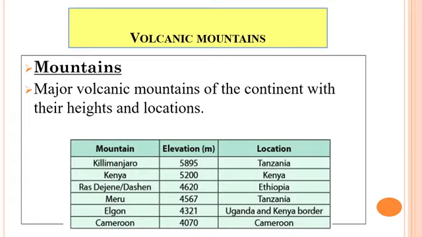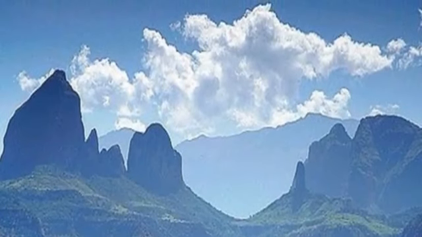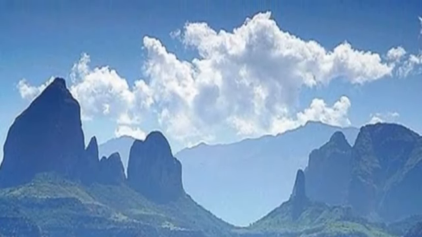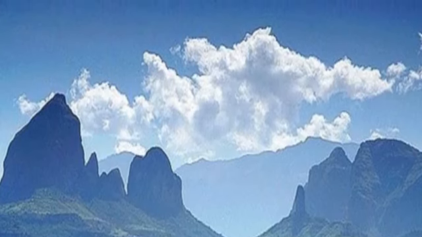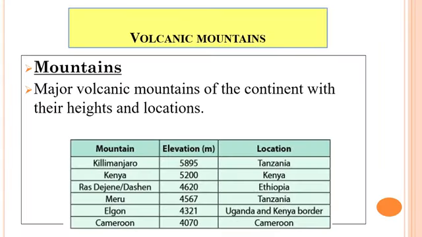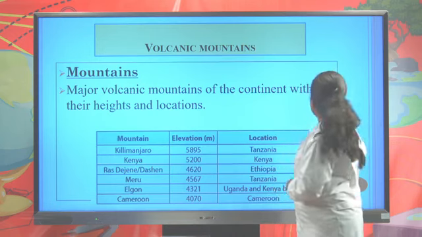The third is Ras Dashen, found in Ethiopia. Ras Dashen is also a volcanic mountain. The largest mountain in Ethiopia is this mountain. Mount Meru, Mount Elgon, and Cameroon are also volcanic mountains. Volcanic mountains are formed because of volcanic activity.